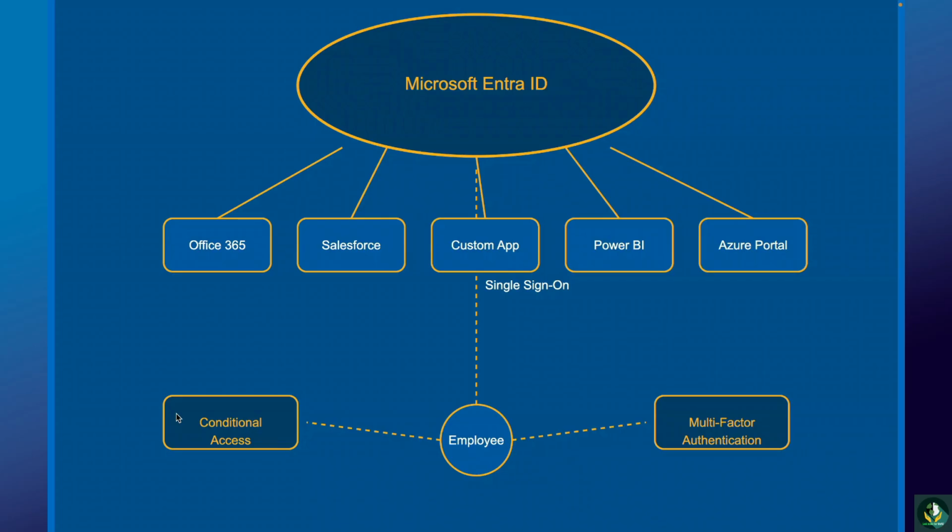So in practice, when the employee attempts to access any of the connected applications, they are directed to authenticate through Microsoft Entra ID. The system then applies the appropriate authentication methods, including MFA, multi-factor authentication, if required, and evaluates the access request against the conditional access policies. On successful authentication and authorization, the employee is granted access to the requested application.